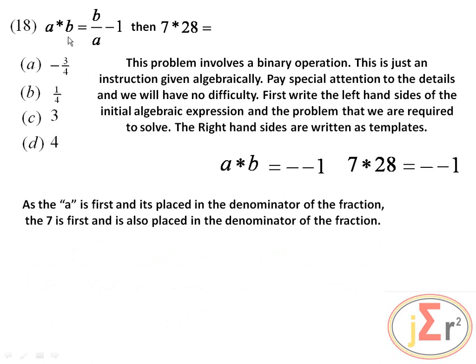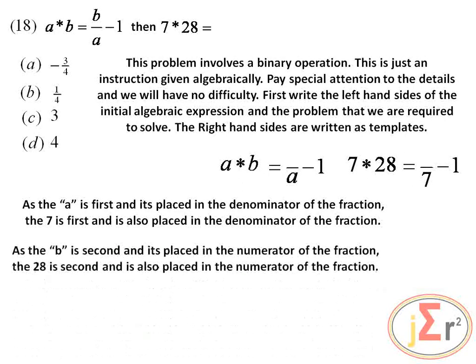Notice that A is first, it is placed in the denominator. So we will have it. The 7 is first, we will place that in the denominator. As the B is second and is placed in the numerator of the fraction, the 28 is second and is also placed in the numerator of the fraction, like so.